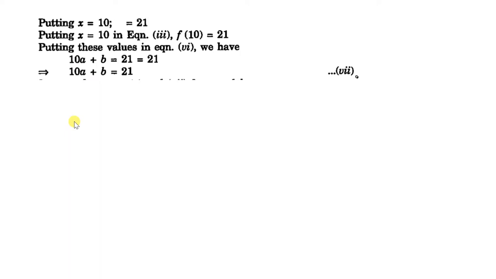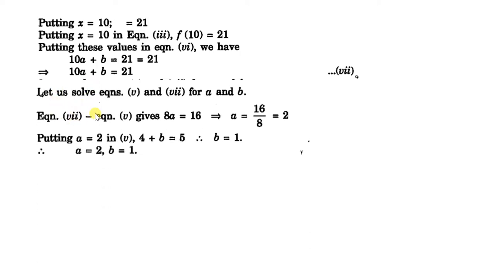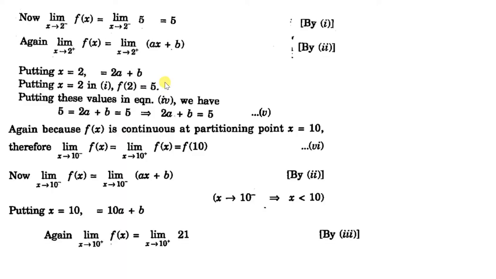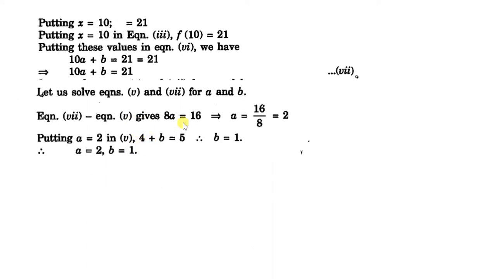Now we will solve the two equations. This is the second equation, 10a plus b equal to 21, and this is the first equation, 2a plus b equal to 5. So subtracting the two equations, we get 8a equal to 16, so a equals 2. Put the value of a in any one of the equations. Suppose we put it here, then you get b is equal to 1. So these are the values of a and b for which this function is continuous.